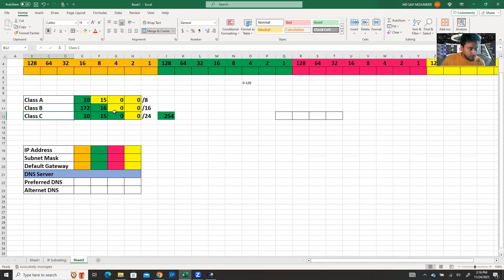Okay, so I believe you understand. If this is the format, it can still be classless. Now we're going to see what will happen if it is /9, if it is /17, or if it is /20, /25. All right, just think about this one.